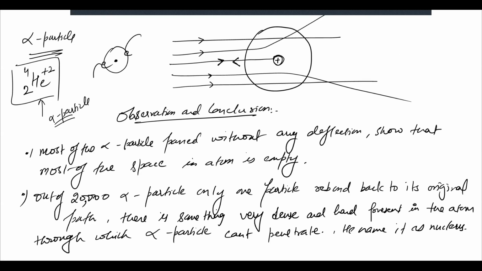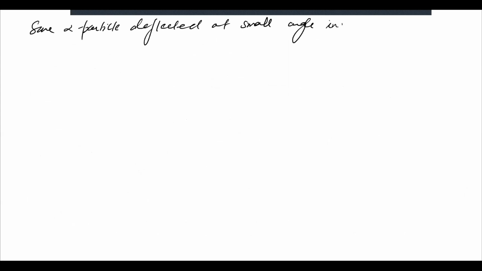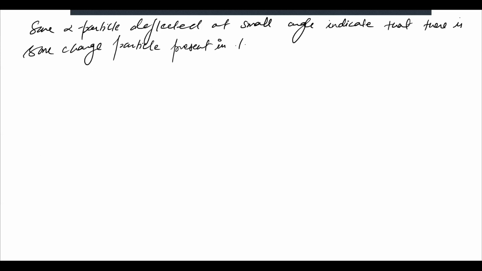So the last observation for this one: some alpha particles deflected at small angle indicate that there are some charged particles present in the atom. Okay, understood?